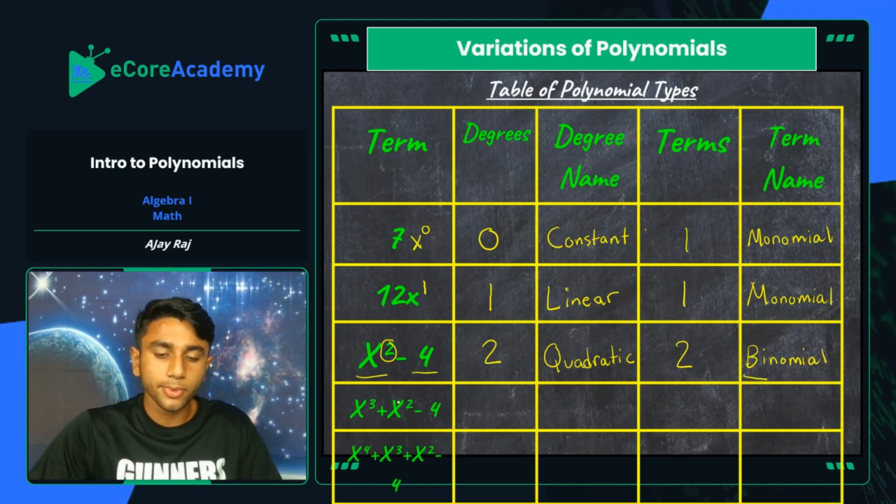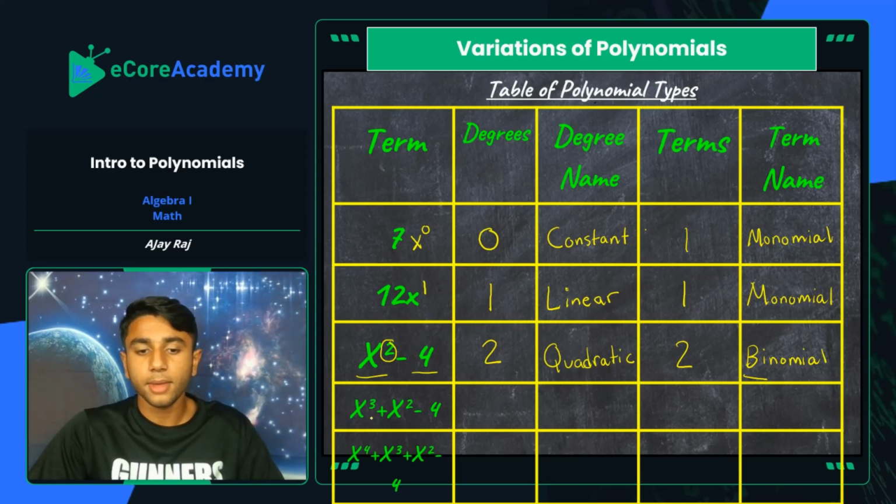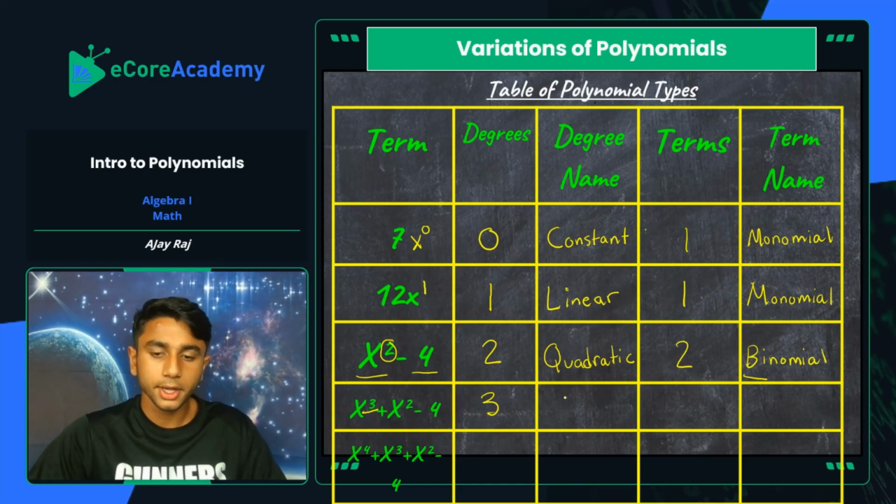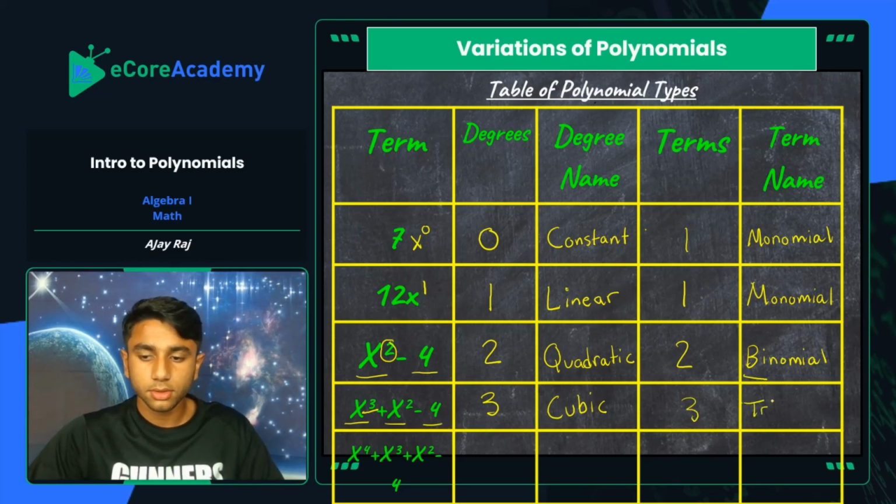Then, of course, x cubed plus x squared minus 4. In this case, we're going to see how many degrees this has. But remember, only for monomials do you add it up. Anything else, you're going to look for the largest degree measure. Here is our largest degree right here, so that's going to make our degree 3. That's going to make this a cubic polynomial. Obviously, the number of terms has changed as well. We've upped the ante to 3 different terms. That's going to make this a trinomial. We're increasing the number of terms, and there's 3 terms, therefore the prefix of tri.